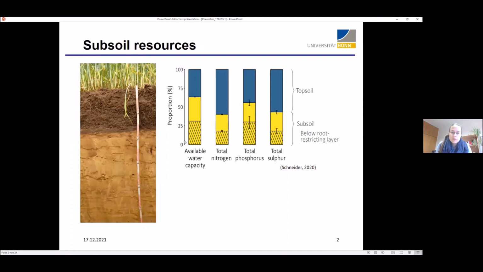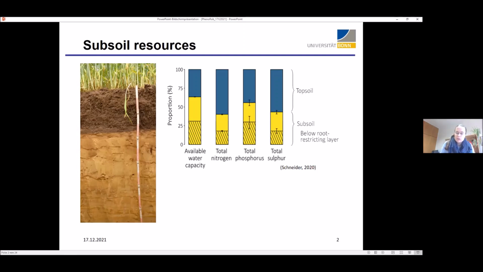But we also know from this inventory that around half of the subsoil resources are actually in or below root restricting layers. Root restricting layers in this context means that, for example, the soil is so densely packed that the roots cannot grow through, and they cannot access the resources that would, in theory, be available there.